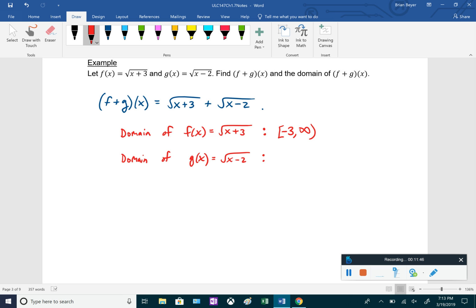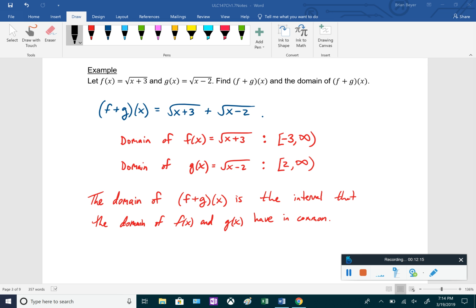So for the next one, for g of x, the square root of x minus 2, x minus 2 has to be greater than or equal to 0. Solving that for x, we're going to get that the domain is from 2 to infinity, including that 2. Okay, so if we want the domain for the sum here, f plus g, like I mentioned, it's going to be the interval that these two domains have in common.